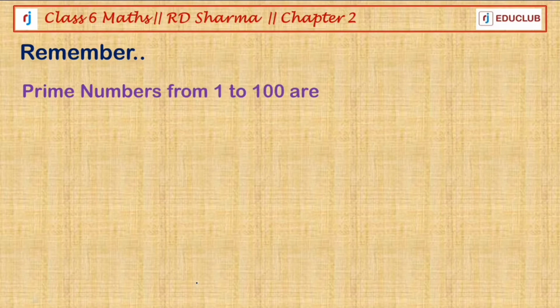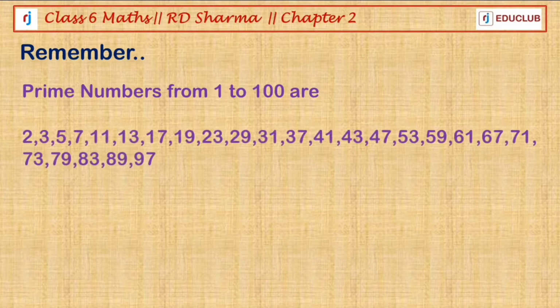Now we can find the prime numbers from 1 to 100. What are the prime numbers between 1 and 100? 2, 3, 5, 7, 11, 13, 17, 19, 23, 29, 31, 37, 41, 43, 47, 53, 59, 61, 67, 71, 73, 79, 83, 89 and 97. These are the prime numbers.